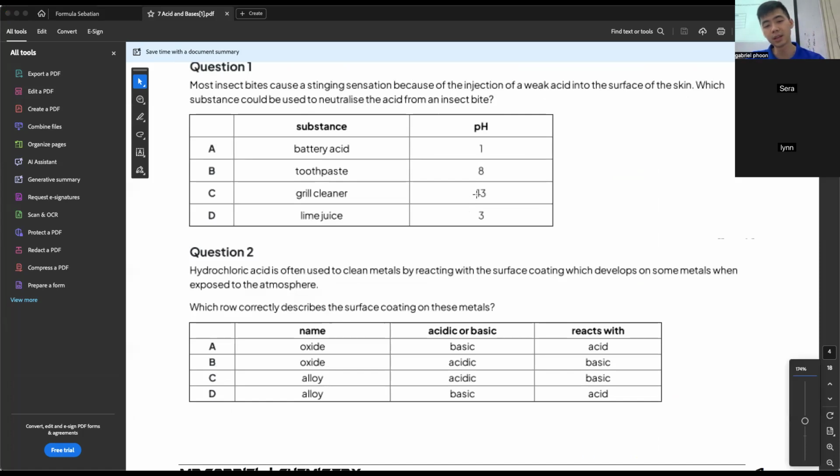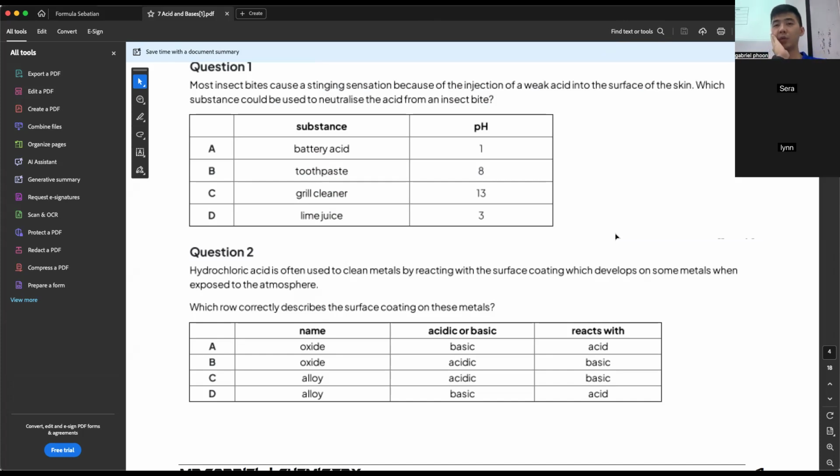Alright, guys. Starting off with the first question. Yes, we discussed the first 5 questions. Remember? What's your answer for question number 1? Let me record first. Oh, it's recording already. What's the answer for question number 1?